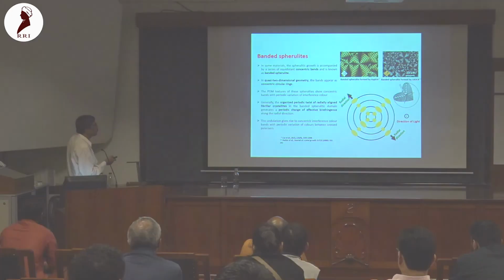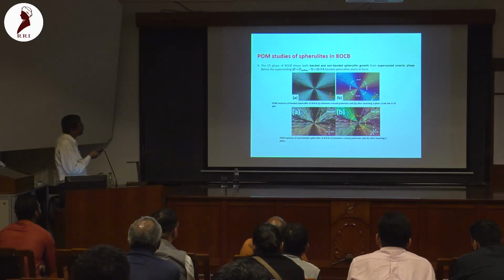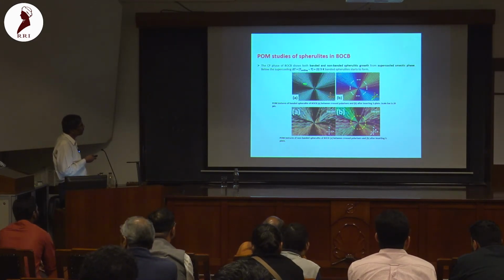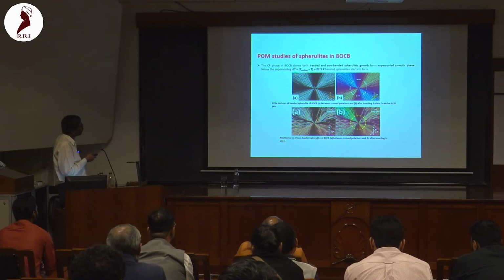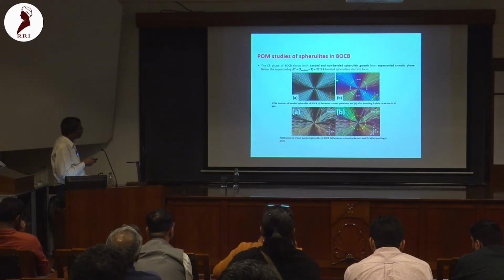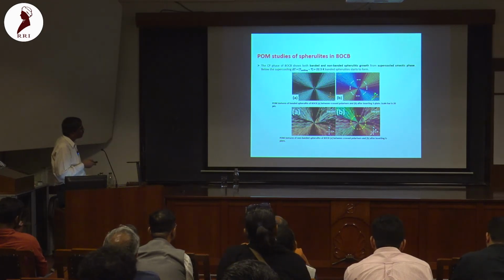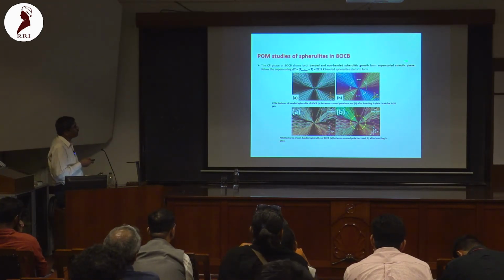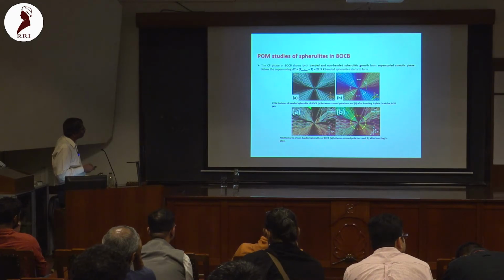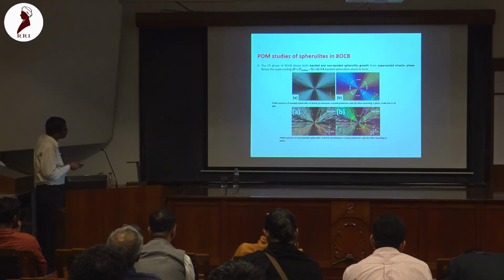Now coming to our banded spherulite. This 8OCB, we see that they also form some kind of banded spherulite if you cool them with appropriate supercooling. So this also shows some kind of bands. There are lots of bands, and if you place a lambda plate, you can also find out which way the optic axes are. This white arrow shows that the optic axis of the crystals is like that, and if you have some supercooling where there is a continuous spherulite, in the continuous spherulite also, the optic axis is like that.